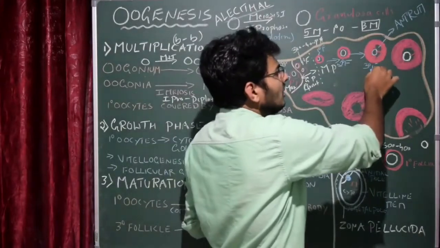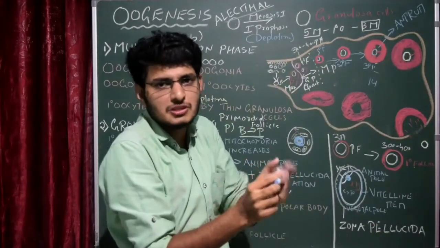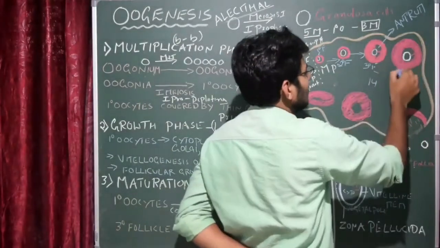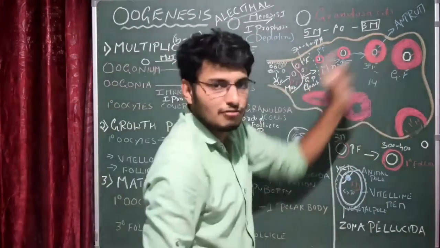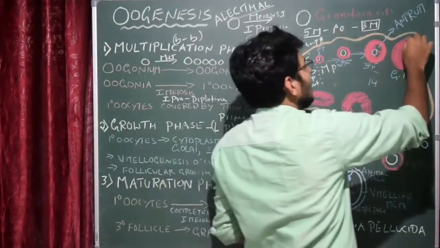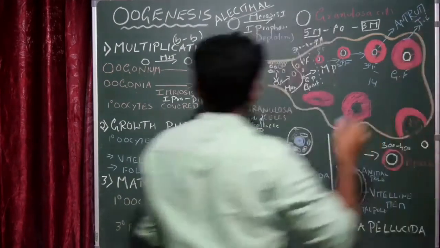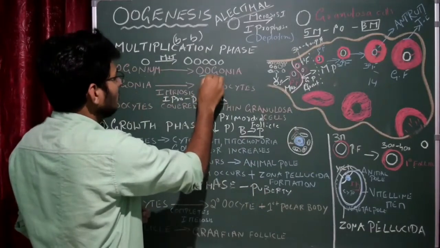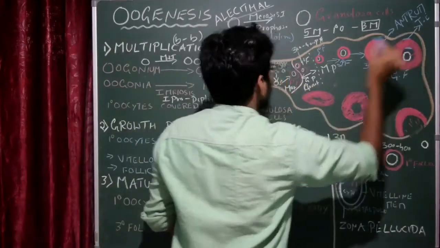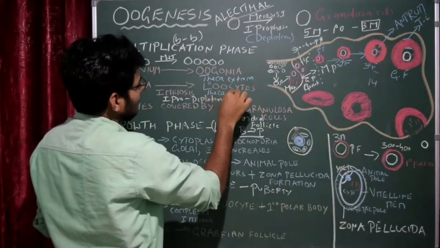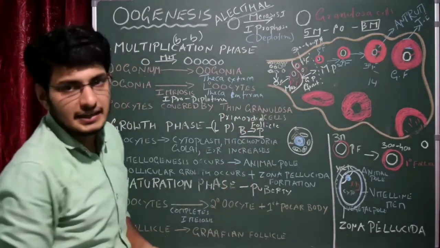The tertiary follicle now transforms into another structure, where another thick layer of granulosa cells forms around the primary oocyte, and this is called the Graafian follicle. Now the Graafian follicle has two layers. The outermost layer is called the theca externa, and the inner layer is called the theca interna. Remember it: theca externa, theca interna are the layers.